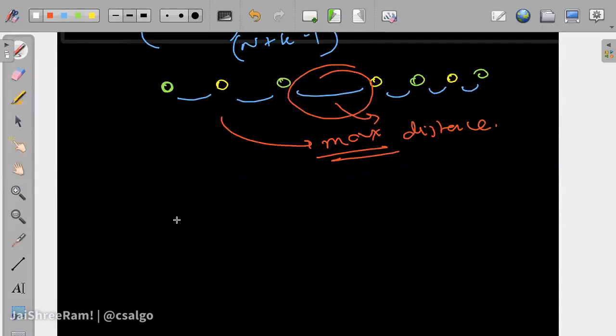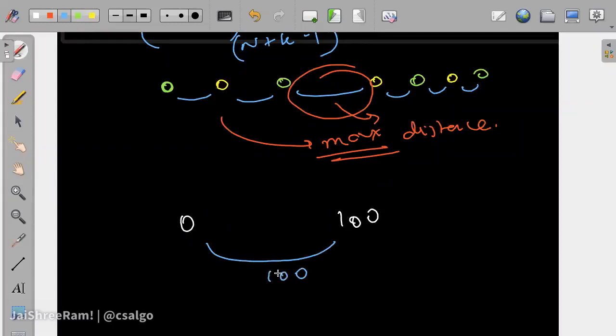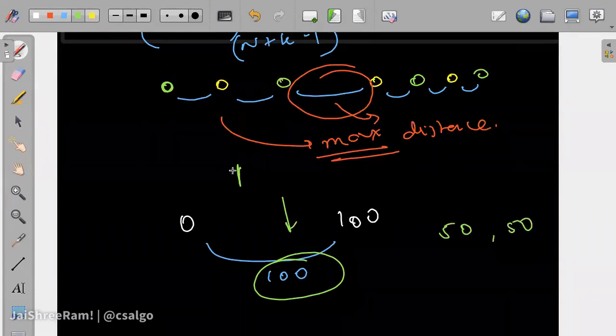Let's say there is a point at 0 and at 100. So there is a gap of 100 between them. Now let's suppose this maximum distance is 100. Now if you have to put 1 point, you will put it in this 100 distance and split it into two, 50 and 50. Now let's suppose you had to put 2 points in this particular scenario.